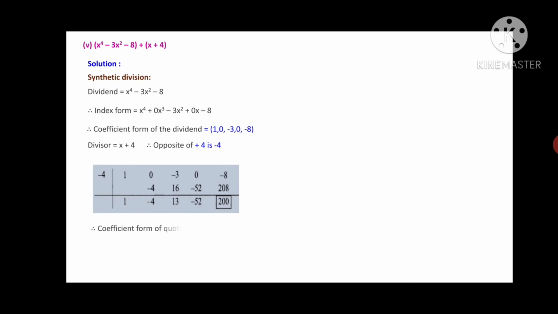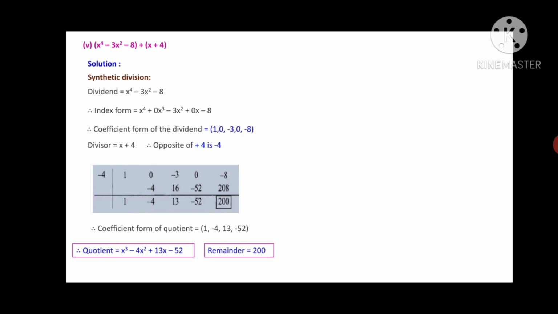Friends, let us write the coefficient form of this quotient as 1, −4, 13 and −52. So you will get that the quotient is equal to x³ − 4x² + 13x − 52, and the remainder is 200.